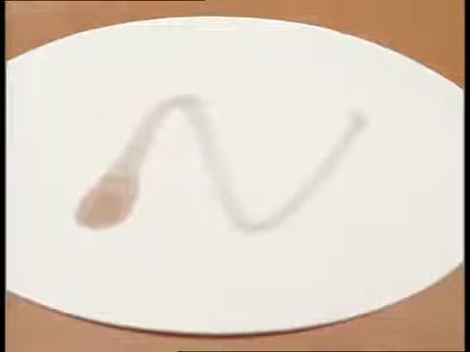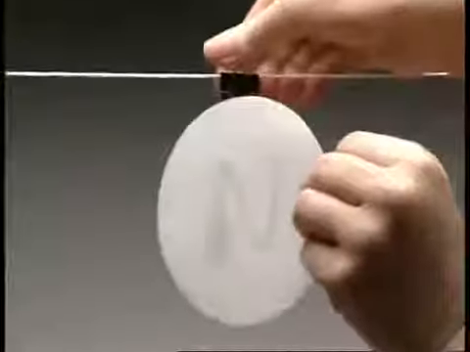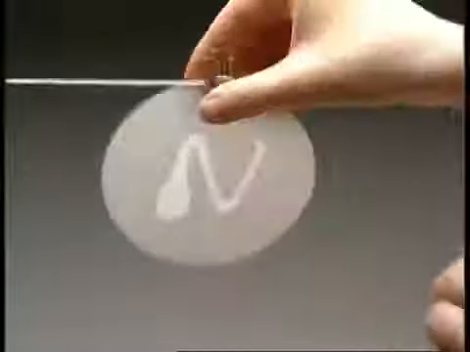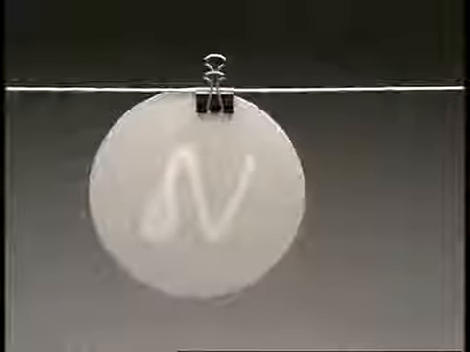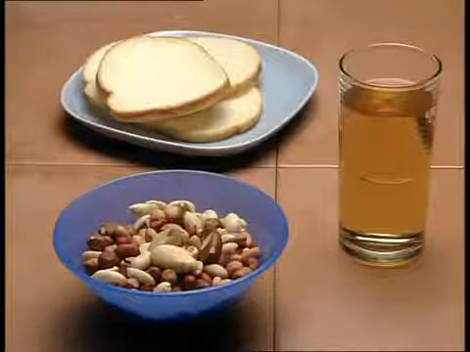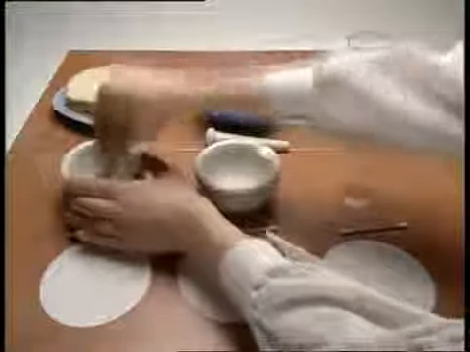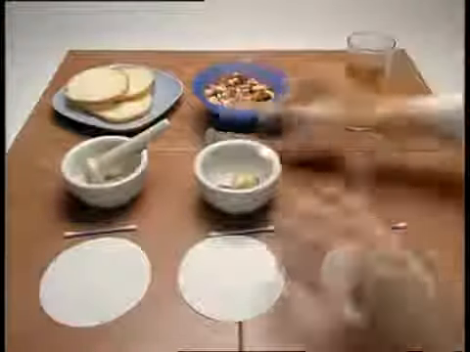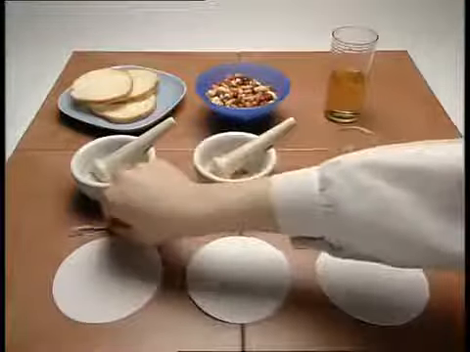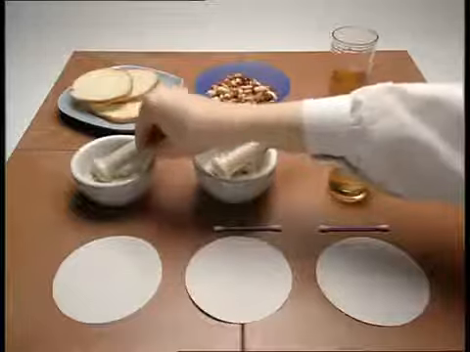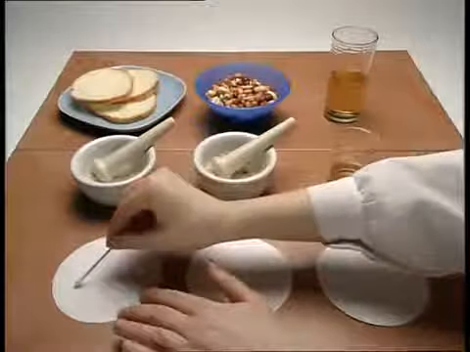A simple test is to rub a sample onto a piece of paper and then allow the paper to dry. Hold it in front of a light and a translucent mark indicates the presence of fat. To find out if any of these foods contain fat, first grind the solid food samples in distilled water. A small amount of the liquid from each sample is then smeared onto a filter paper and left to dry.